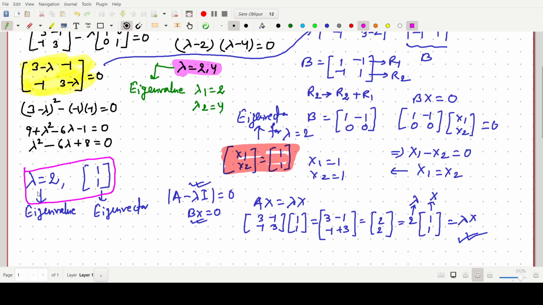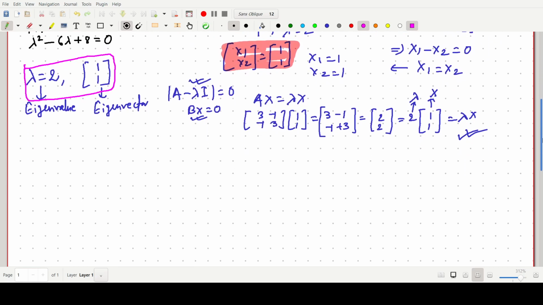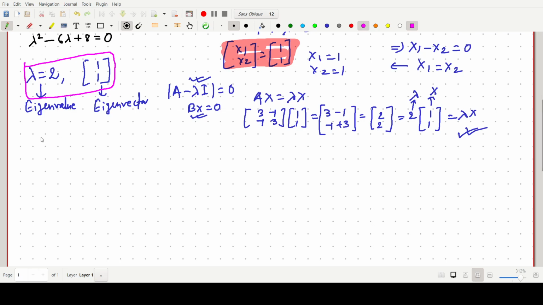Now for the other one, lambda equals 4. Again we take the same matrix, 3 minus lambda, so we write 3 minus 4, then minus 1 and minus 1, and again 3 minus 4. So this is the B matrix. It is very similar to the first one, minus 1, minus 1, minus 1 and minus 1.